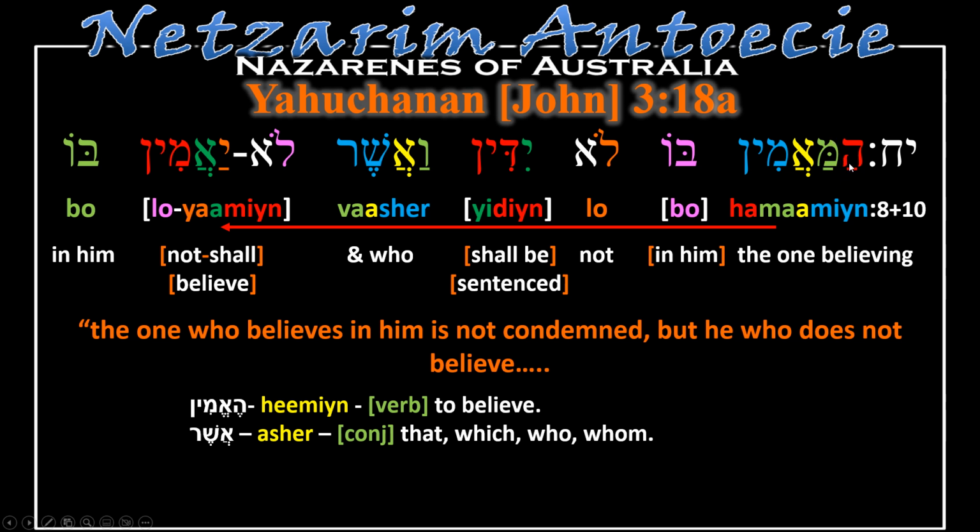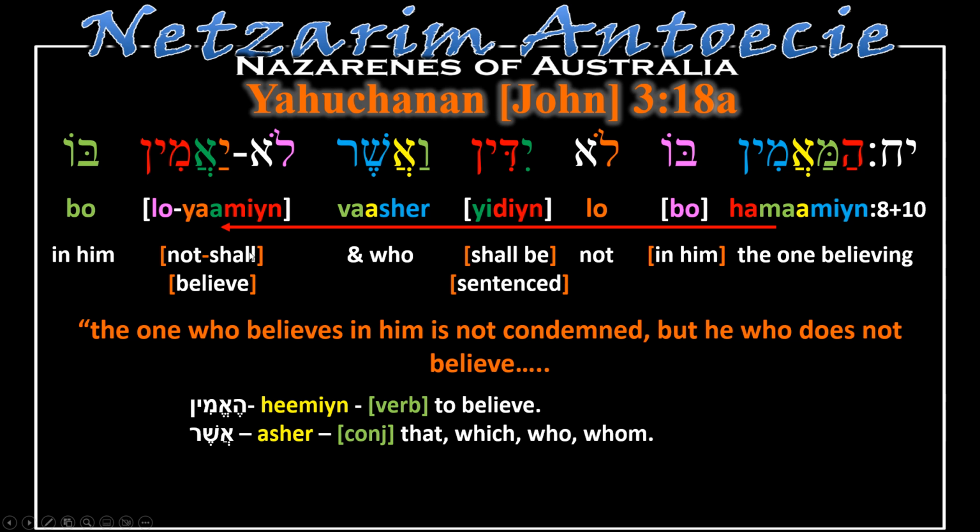It has that participle form, but it means the ones believing, because we've got a hey in front of it too. Bo, in him. Lo, not. Ye din, shall be sentenced, can be shall be judged. Va, a shir, and who. Now, of course, a shir as a conjunction, it can mean that. It can mean which. It can mean who. It can mean whom. So it can be like a pronoun as well. And who. Lo, not.